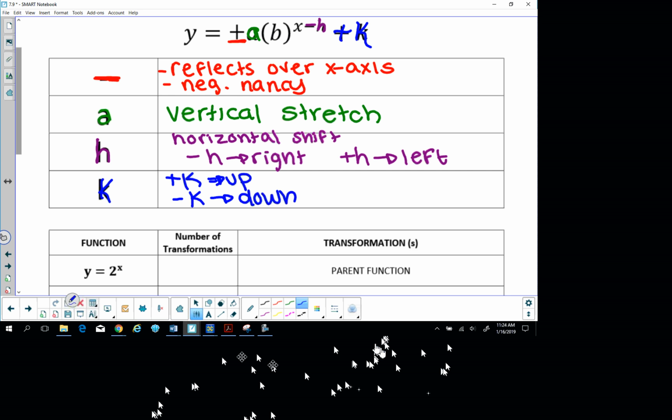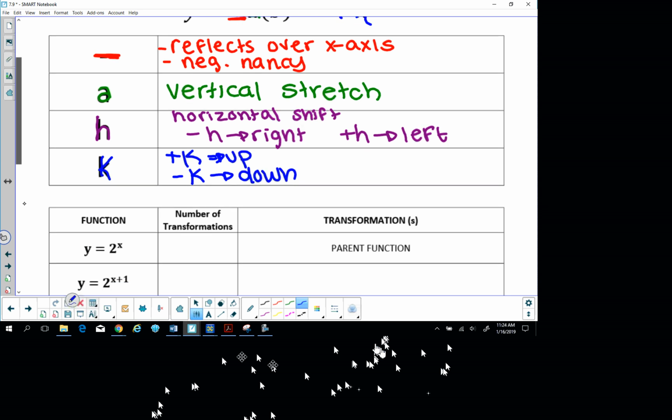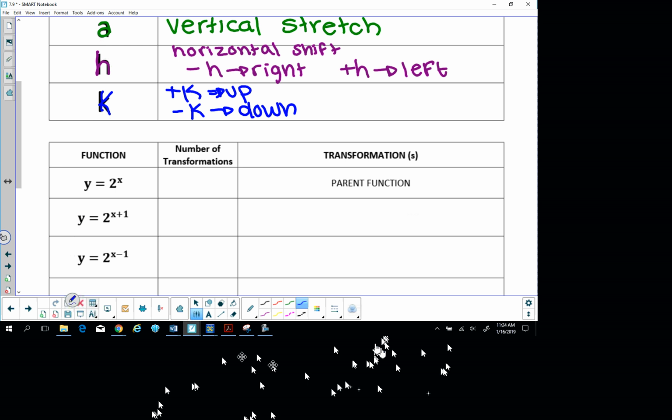So we're doing transformations. So we're starting with this guy right here, 2 to the x. That's our parent function, so we didn't actually do anything yet. Right? So this is no transformation. Now right here it says +1 instead of +h. So we have one transformation. We can see that it's in the h, and so if it's plus a number, what does that mean? Left, right? So what's the transformation? I shift left, 1 to the left.